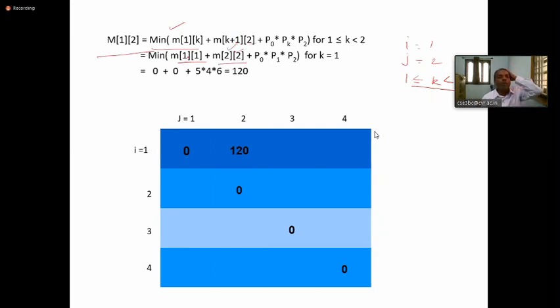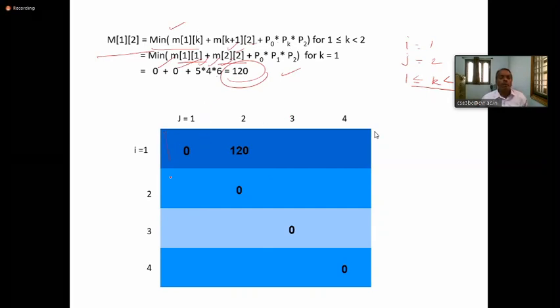Okay. Now M of 1, 1 is 0, M of 2, 2 is 0. Then P naught, P K, P2. That means P naught, P1, P2. P naught is 5, P1 is 4, P2 is equal to 6. That is 120. Very clear. The table I already told you.